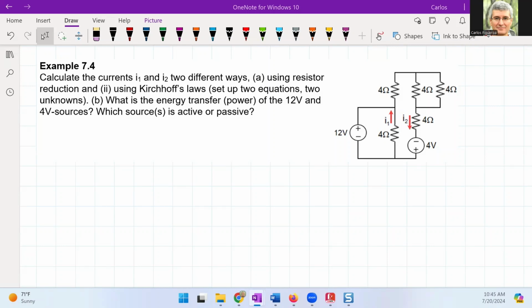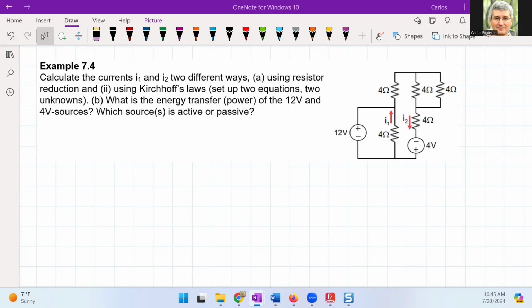Example 7.4, calculate the currents I1 and I2 two different ways, using resistor reduction and using Kirchhoff's laws. That is, set up two equations and two unknowns. What is the energy transfer of the 12 volt and 4 volt sources? Which source is active or passive?